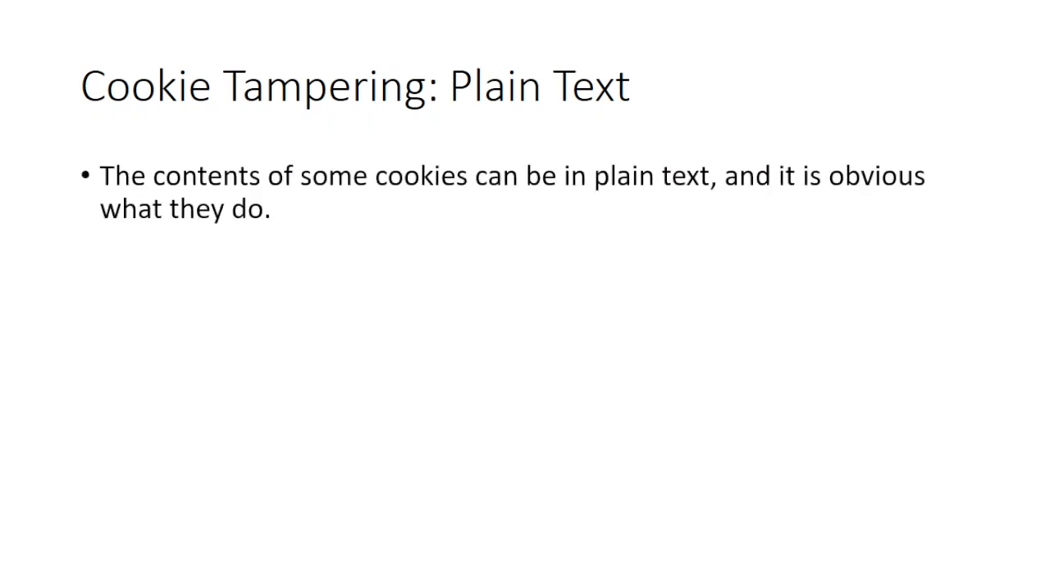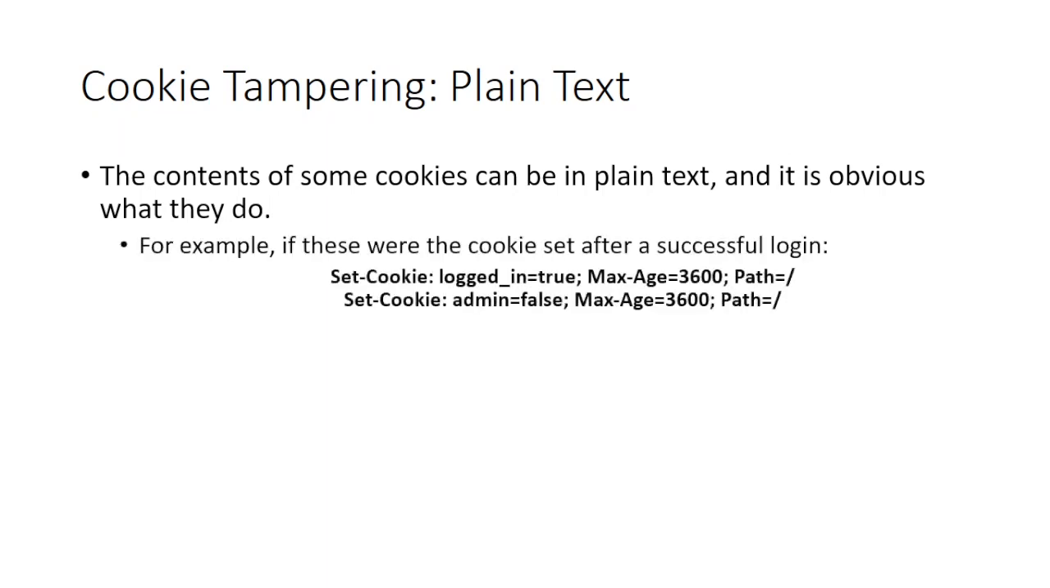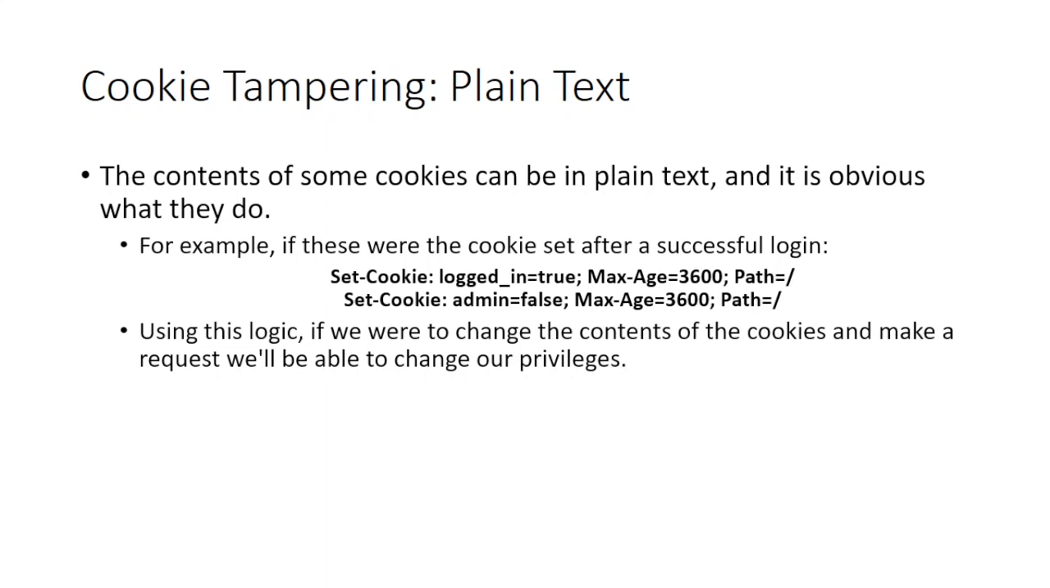We have different types of cookies. Some cookies are plain text. So the contents of some cookies can be in plain text and it is obvious what they do. For example, if we see here, we get Set-Cookie logged_in=true, and just under it, admin=false. Using this logic, if we were to change the contents of the cookies and make a request, we'd be able to change our privileges. So we would be changing admin=false to admin=true.